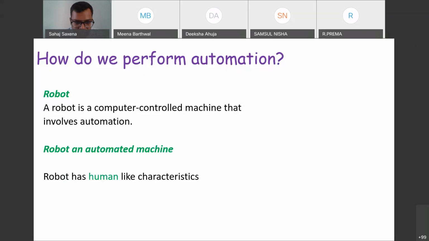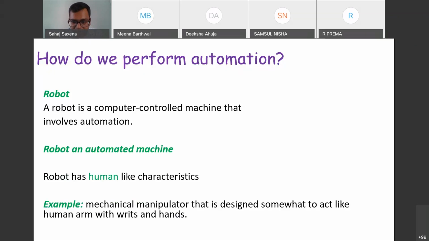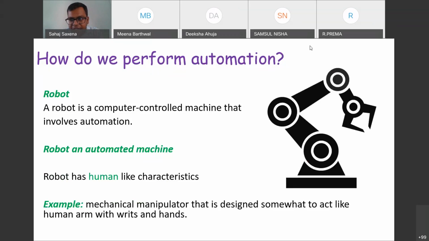A robot is an automated machine, and a robot has human-like characteristics. That is why we call it a robot, because it has characteristics that can mimic the performance of a human. For example, a mechanical manipulator is designed to act like a human arm with wrists and hands. So what is a mechanical manipulator? You can see this one is the mechanical manipulator. So what is it? A human hand. This is my elbow, this is my shoulder, this is my wrist, and this is my end effector, or you can say a gripper. These are the key components of the mechanical manipulator, and it behaves exactly like a human hand.